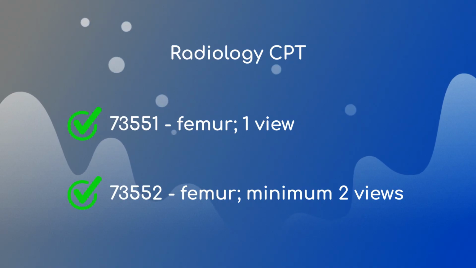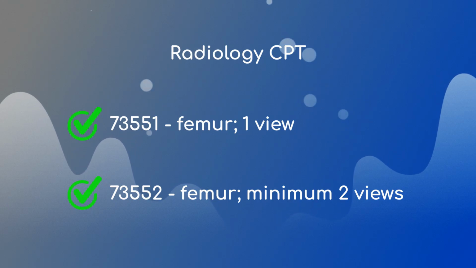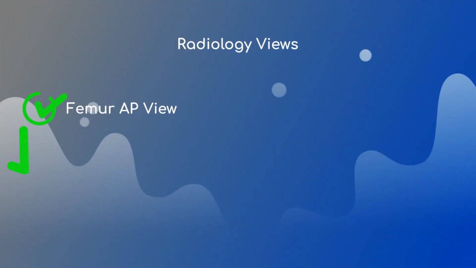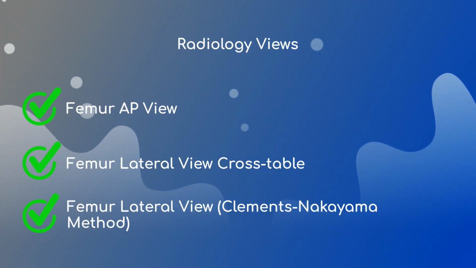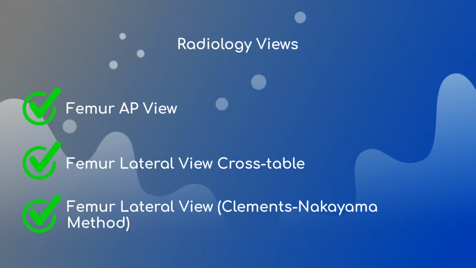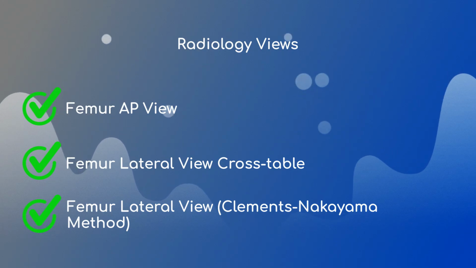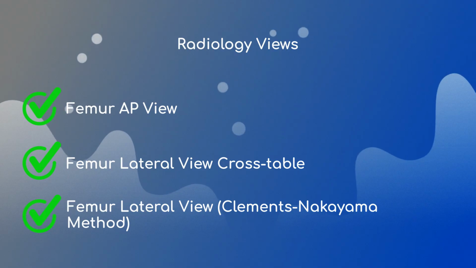73551, Radiologic Examination Femur, 1 view. 73552, Radiologic Examination Femur, minimum 2 views. Femur AP view: an AP of the femur from the hip's top to the knee's end. Due to the size limitations of the image detector, these projections are often performed in 2 images per view to ensure the inclusion of both knee and hip joints.